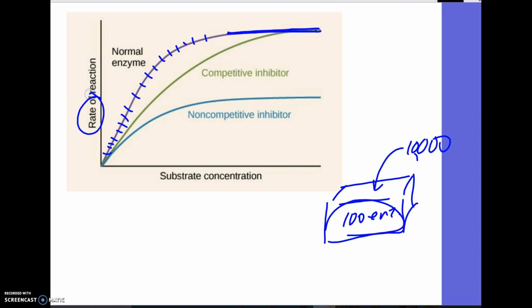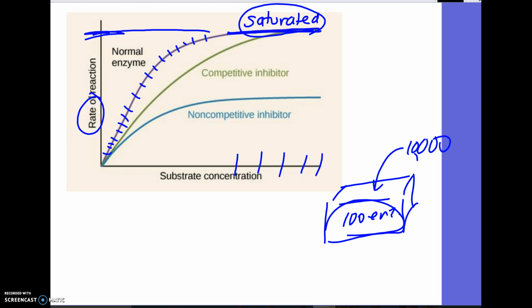The rate, the speed at which my reaction can go, is maxed out. What do we call that? Saturated. So at this point, every enzyme is working at its maximum speed. The enzymes are saturated. And if I added 10,000, 5 million, whatever, substrate molecules, it wouldn't matter.